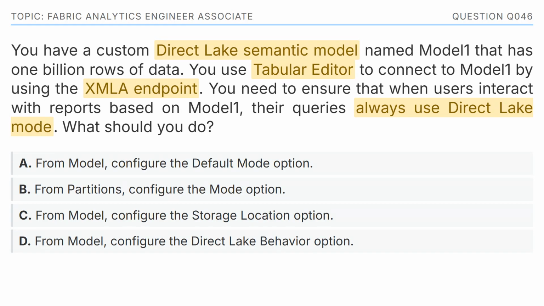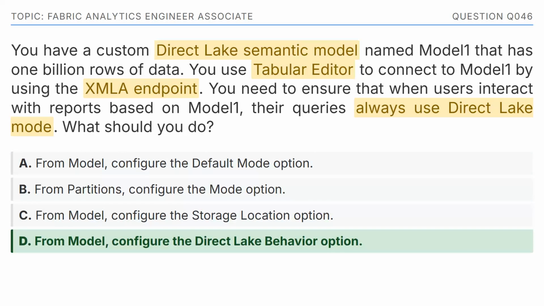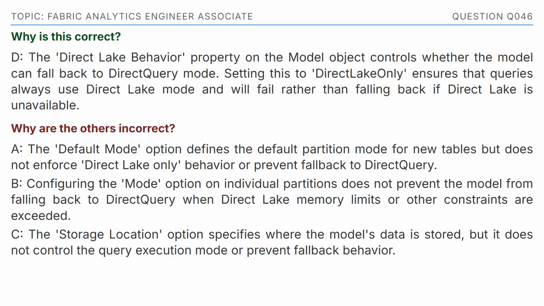To arrive at the correct answer, we focus on the keywords: direct lake semantic model, always use direct lake mode, Tabular Editor, XMLA endpoint. The correct answer is option D, from Model, configure the direct lake behavior option. Why is this correct? D. The direct lake behavior property on the model object controls whether the model can fall back to direct query mode. Setting this to direct lake only ensures that queries always use direct lake mode and will fail rather than falling back if direct lake is unavailable.